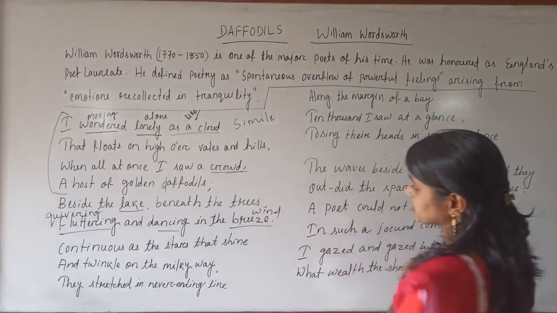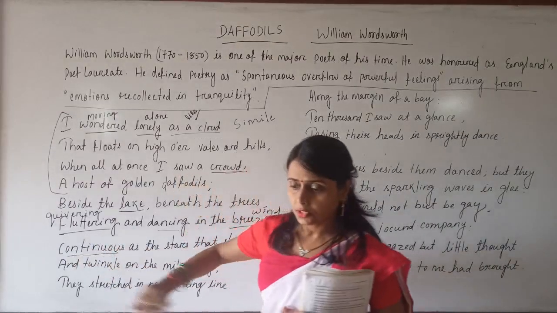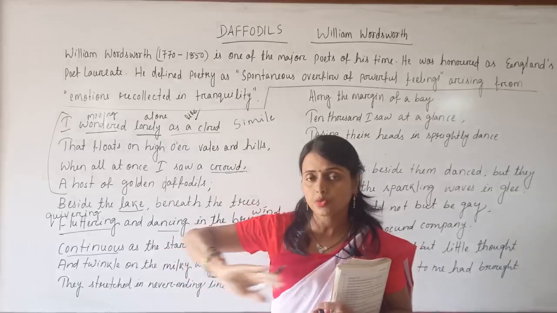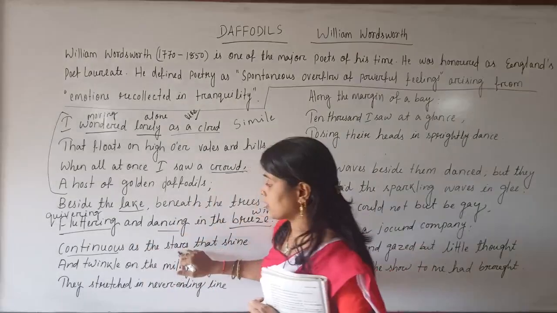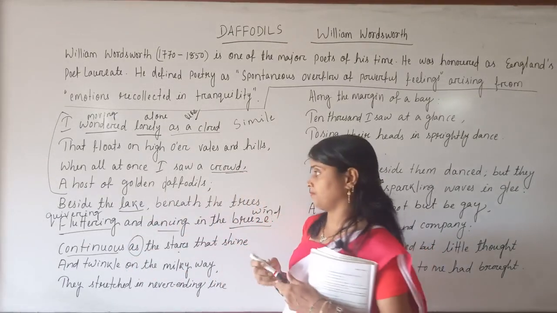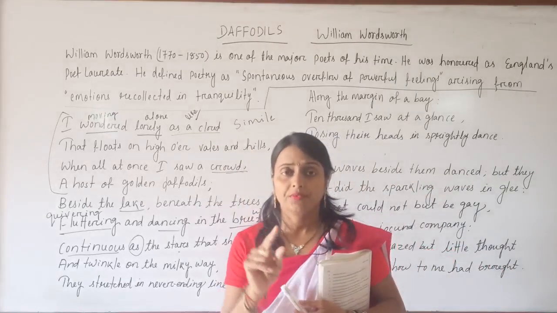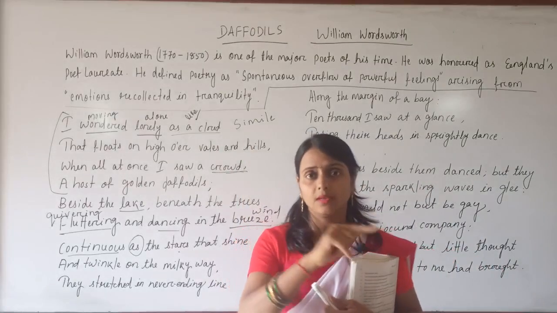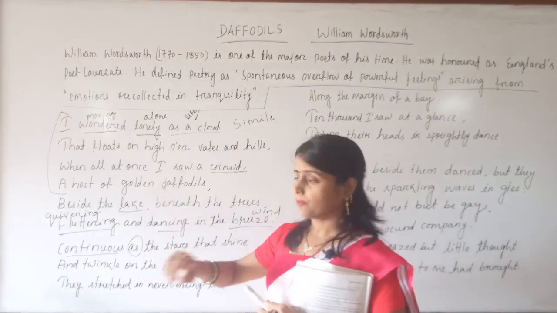Continuous as the stars that shine. Continuous. Who are continuous? Continuous means it was an ongoing process. It was going on, okay. A large number of flowers are there. As the stars. Once again, a comparison is mentioned. In the first case, the poet compared himself with a piece of cloud. Simile. This is the second simile.